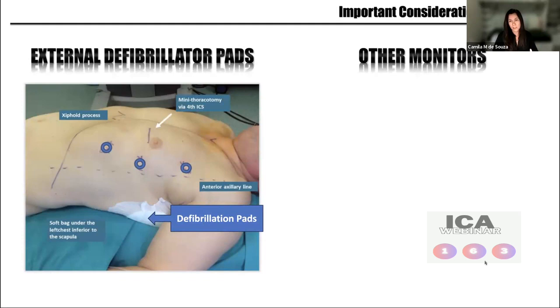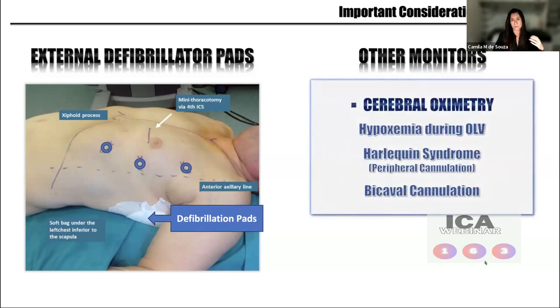And in terms of other monitors, other than the routine invasive monitors we typically use in cardiac OR, such as an art line, CVP, PA catheters, I think it's worth mentioning cerebral oximetry. We use cerebral oximetry for most of our cardiac cases these days, but if you're in a center where this monitor is only used for selected cases, I would argue that the minimally invasive procedures should definitely be one to consider. As I've mentioned before, most of the time we're doing one lung ventilation for these cases, and hypoxemia is a common complication.